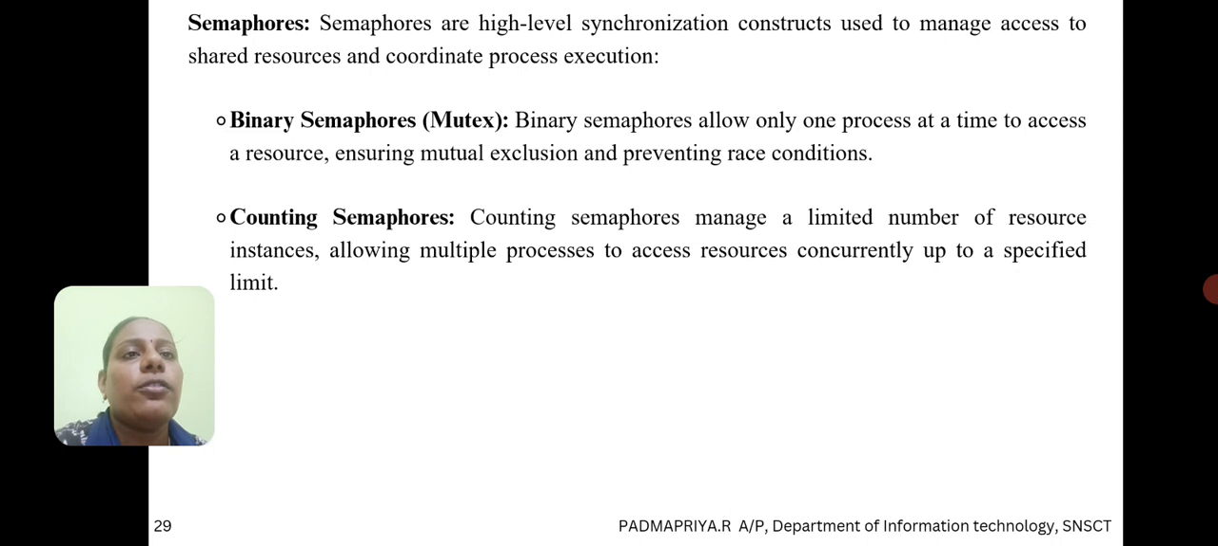Semaphores are high-level synchronization constructs used to manage access to shared resources and coordinate process execution. Binary semaphores allow only one process at a time to access a resource, ensuring mutual exclusion and preventing race conditions. Counting semaphores manage a limited number of resource instances, allowing multiple processes to access resources concurrently up to a specified limit.